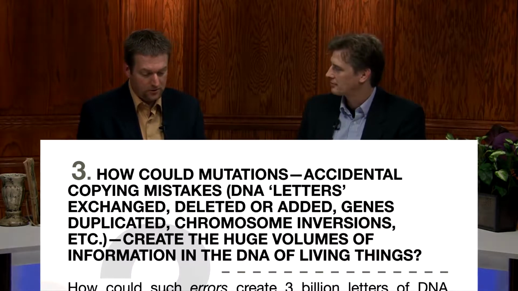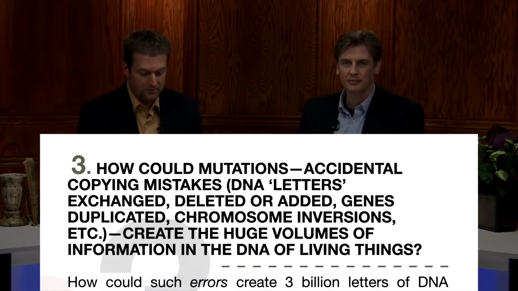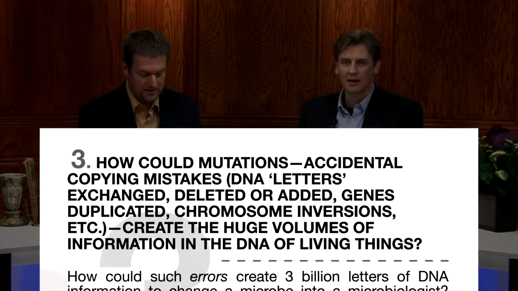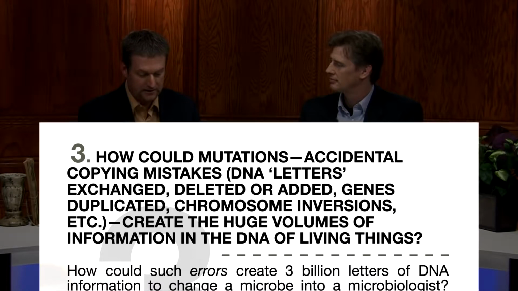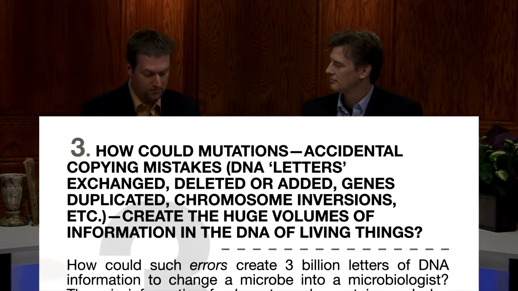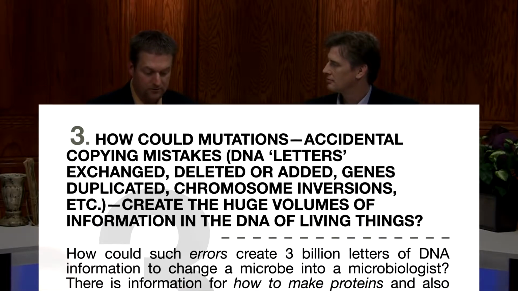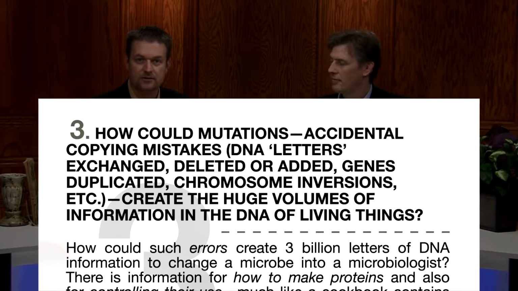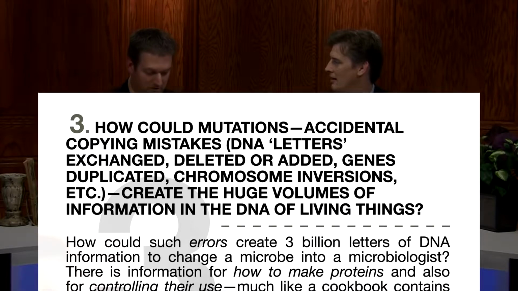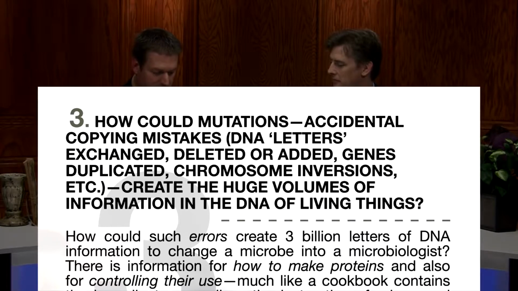Welcome to Genesis Unleashed. On this program, we're going to look at, once again, the Question Evolution Flyer, and we're on question number 3. So I'm just going to read it out of the flyer here. How could mutations, accidental copying mistakes, in brackets, DNA letters exchanged, deleted, or added, genes duplicated, chromosome inversions, etc., create the huge volumes of information in the DNA of living things? That is question number 3. And then there's some additional details.